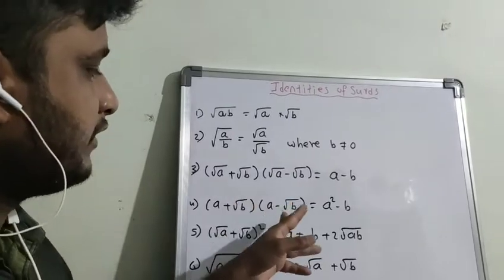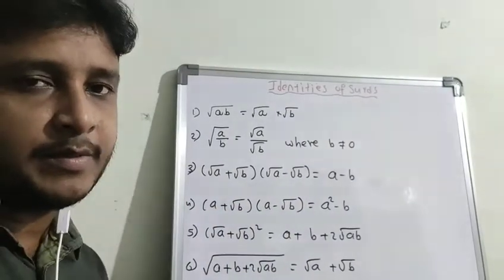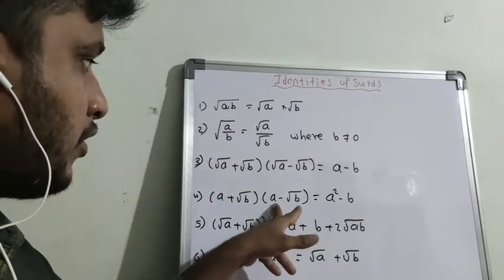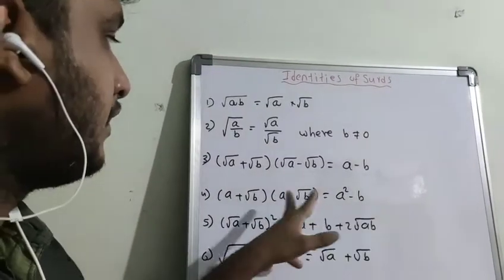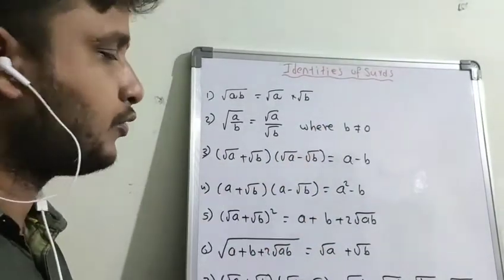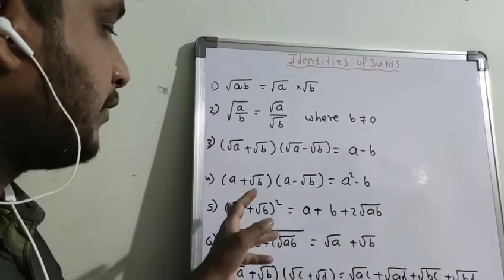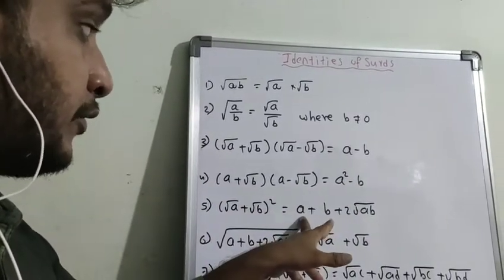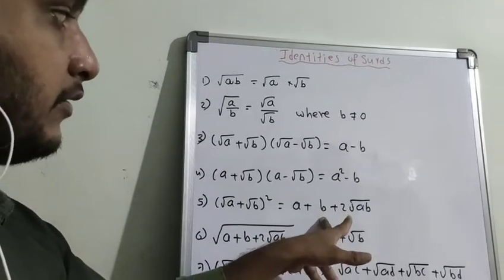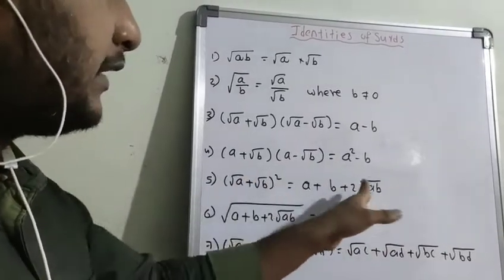Next one, A plus root B into A minus root B. Here also is the A plus B into A minus B formula: A square minus B square. But A does not have any root, so it is A square, and B has a root, so root B whole square, the square and root get cancelled, and it is A square minus B. And root A plus root B whole square, the A plus B whole square formula: root A square, the square and root get cancelled, plus root B square, the square and root get cancelled, and 2 root AB. So root A and root B is root AB.